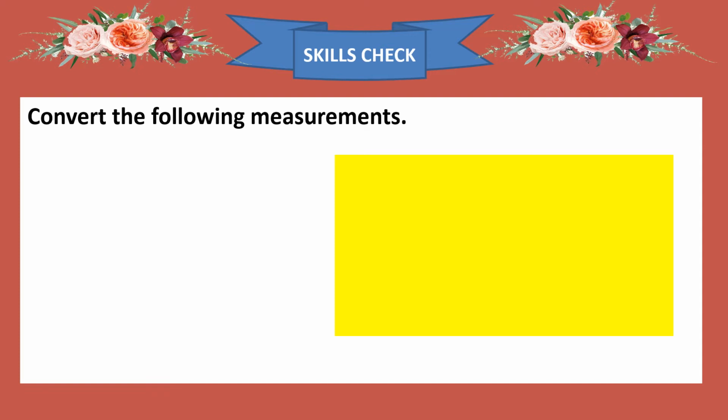Okay, let us convert the following measurements. Number 1: 5 inches is equivalent to how many centimeters? So, ano po ang gagawin natin? Ang hinahanap dyan is centimeter. So, we all know that 1 inch is equivalent to 2.54.